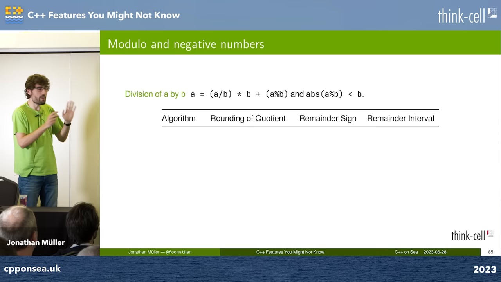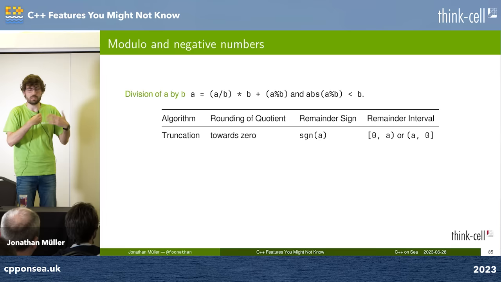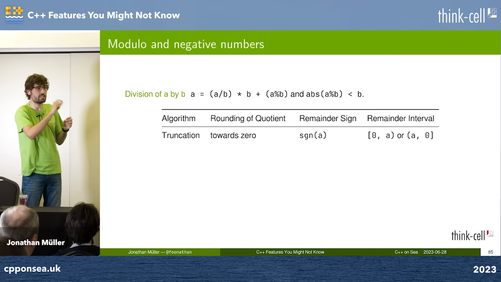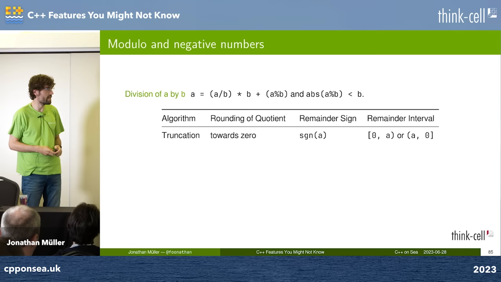So there are various ways to round them, and depending on that, you get different results. You can use truncation, which rounds towards 0. Then the sign of the remainder is the sign of A, which means the interval is either 0 to A, or, if A is negative, A to 0, and then it's a negative value.